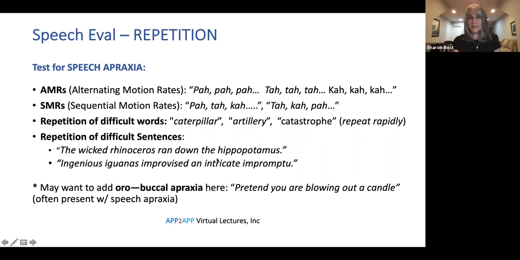And lastly, I've added this, that we can test for orobuccal apraxia. We can ask that patient to pretend they're blowing out a candle. There is something of an association between apraxia of speech and patients having orobuccal apraxia. They'll be unable to pantomime blowing out a candle for you.